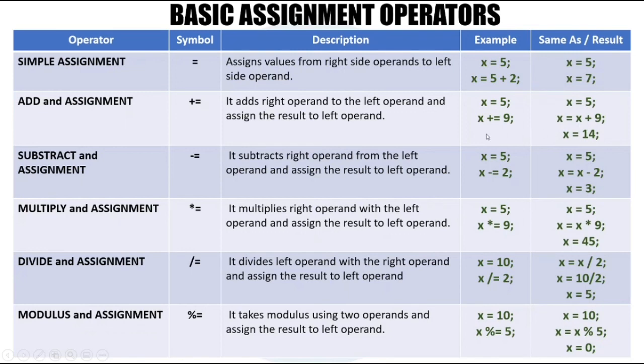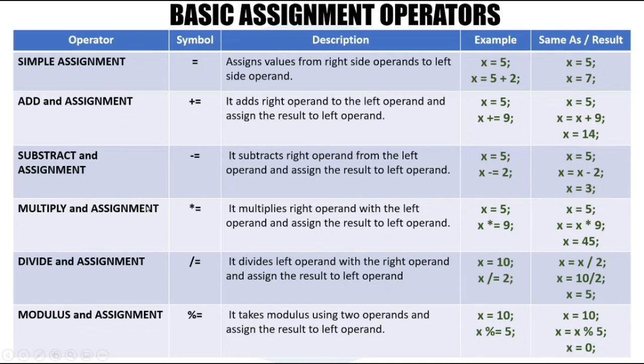Subtract and assignment. Ang symbol is minus equal sign. It subtracts right operand from the left operand and assign the result to the left operand. Nakikita nyo dito, x minus assignment 2 is equivalent to x minus 2 is assigned to variable x.